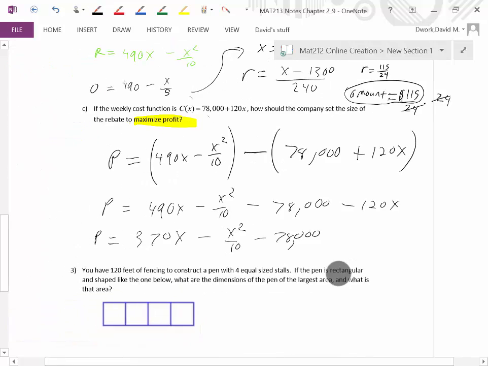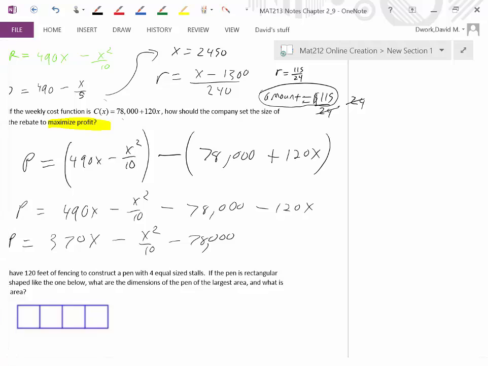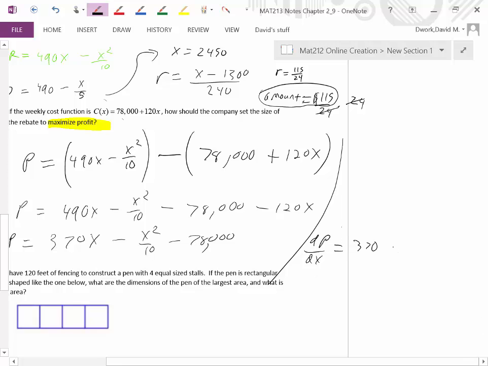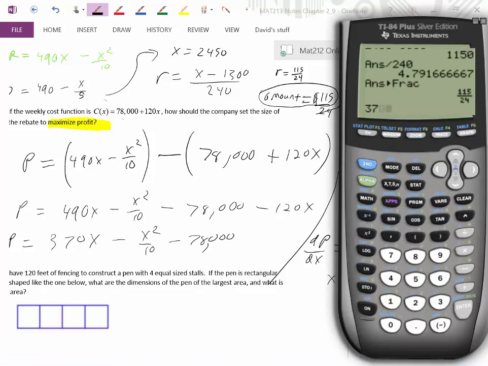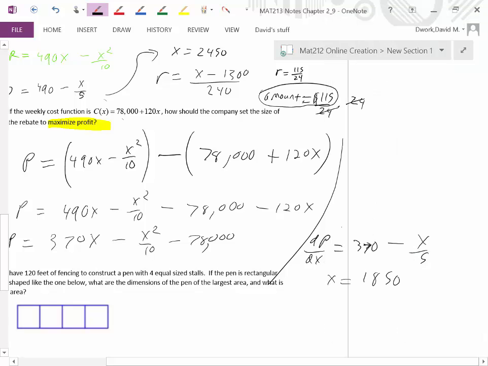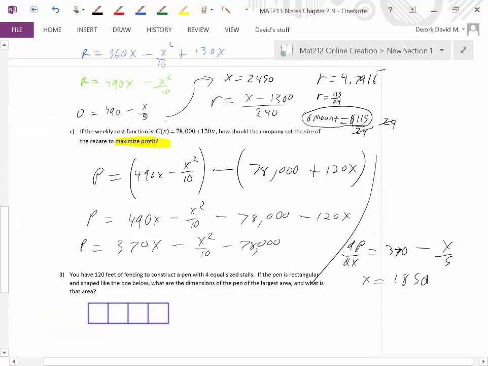So now if we do our derivative, what does that do for us? The derivative of this, p prime or dp dx, either which way, would be 370 minus x divided by 5. So here we go. So let's go ahead and subtract the 370, multiply by -5. So 370 times 5, 1,850. So therefore, x is 1,850.